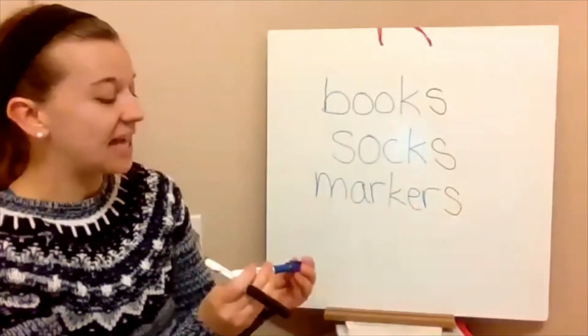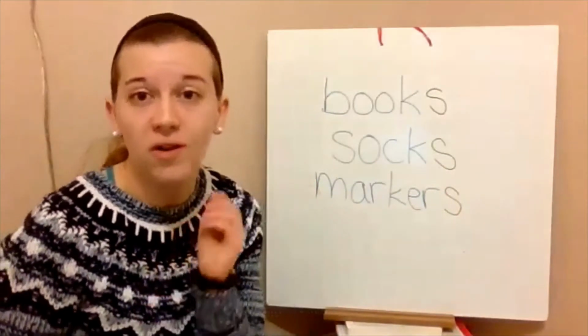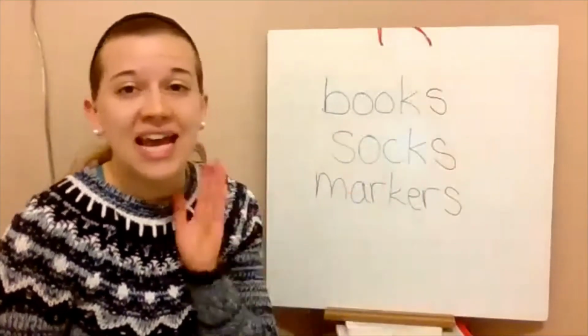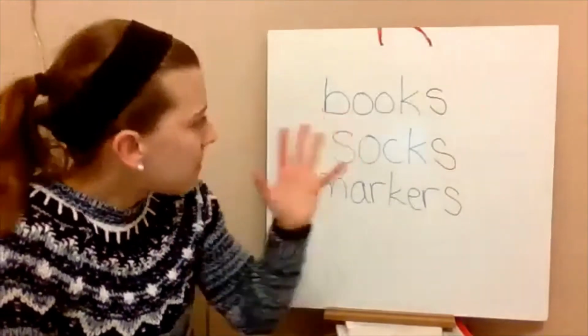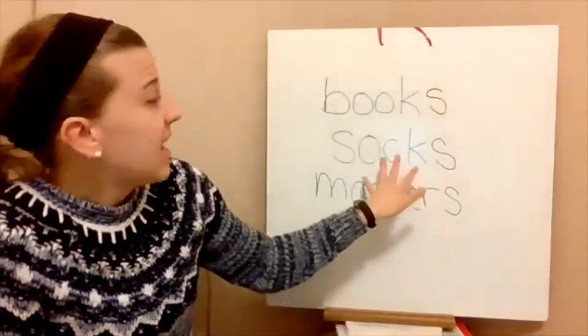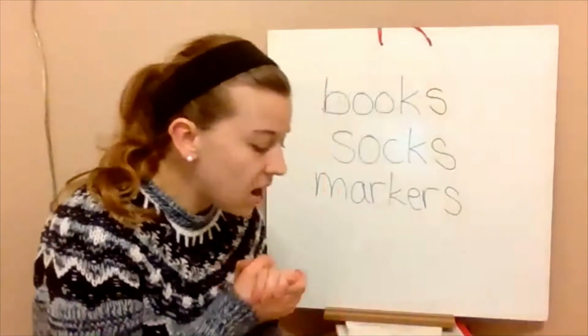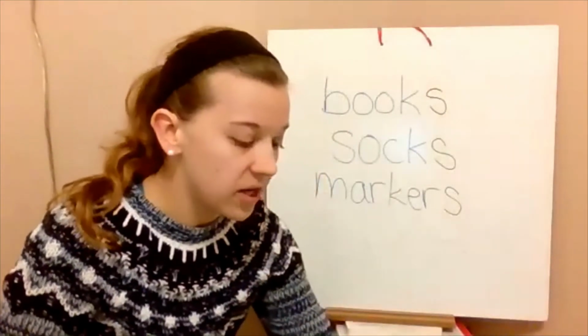Okay, you have to add that S to the end if you have more than one. If you have two, or if you have 2 million, you have to add that S to the end. Okay, so remember that. If you have a noun, a thing, and you have more than one, you have to add the S to the end. Okay, all right, boys and girls, very good today.